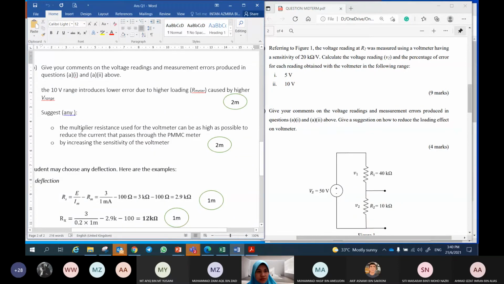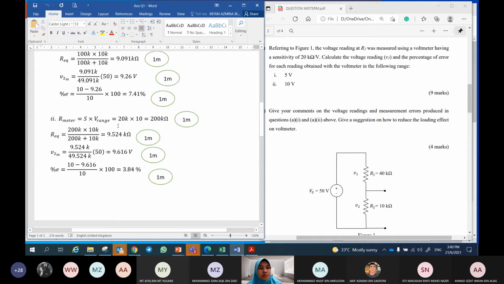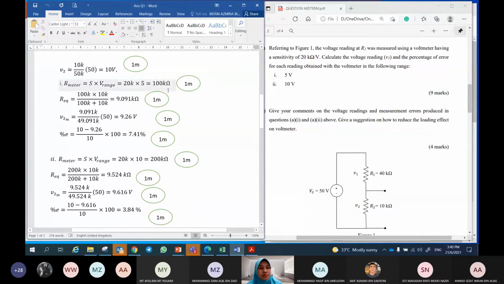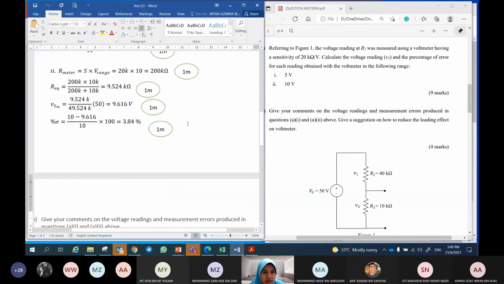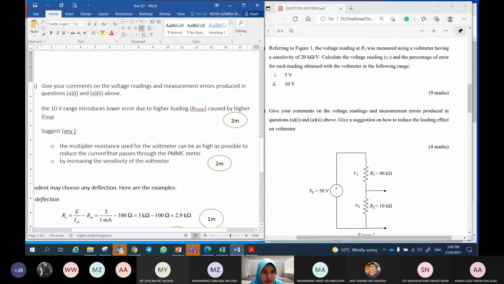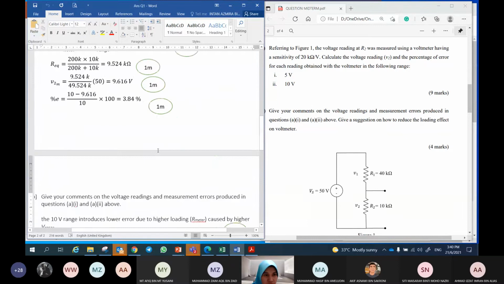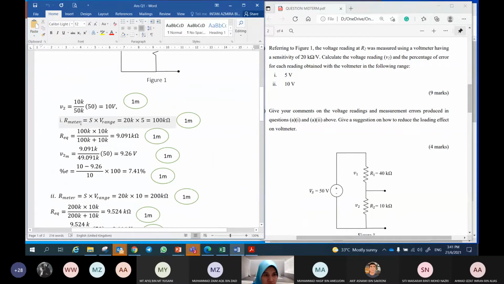Suggestion: the multiplier resistance used for the voltmeter can be as high as possible to reduce the current that passes through the PMMC meter. Multiplier resistance meaning this R of the meter, 200K, 100K. Actually this might include internal resistance of the meter resistance instead of only multiplier resistance. So we can use RS as high as possible. Actually the R here that we have calculated is a combination of RS and internal resistance of the PMMC.